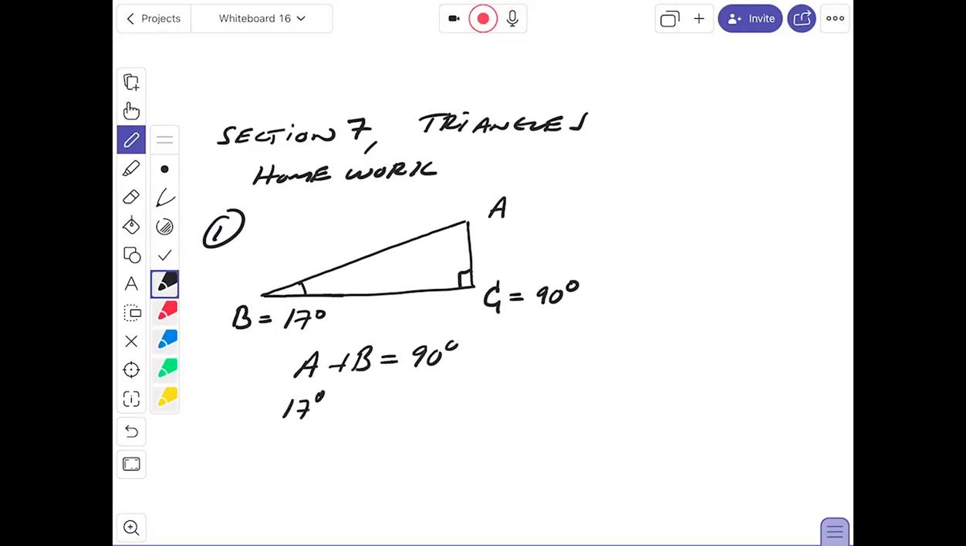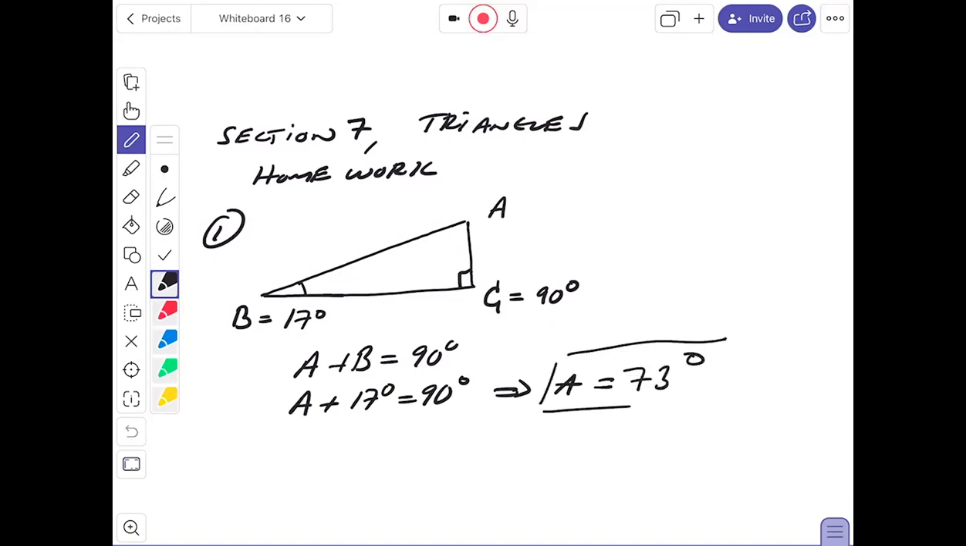So 17 degrees, I don't need a calculator for this. That's what B is, plus A. Maybe I'll write in the right order. Let me get my eraser out. And so A plus 17 degrees equals 90 degrees. So what does this tell me? A is going to be 73 degrees. Well, that's done.